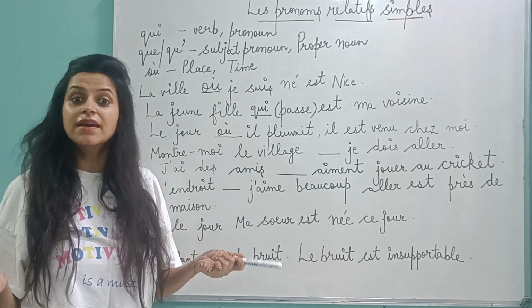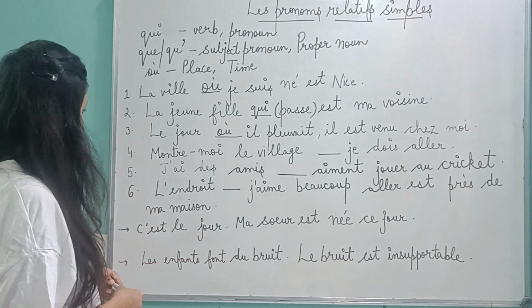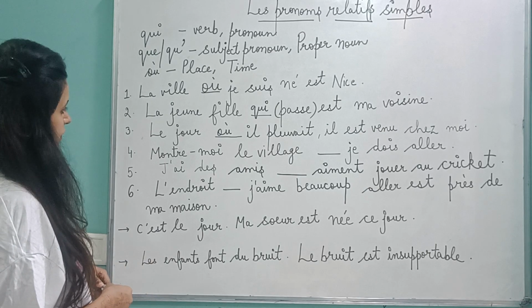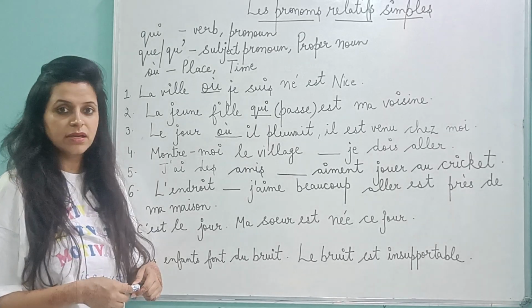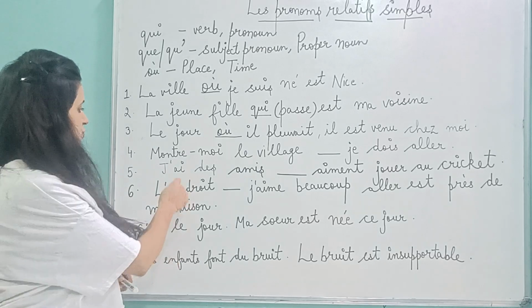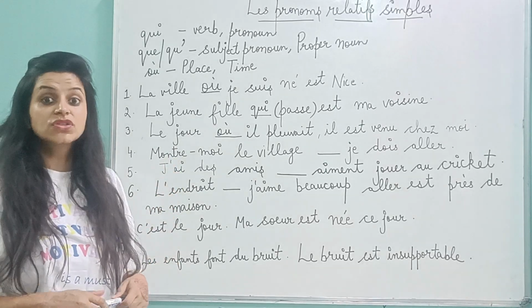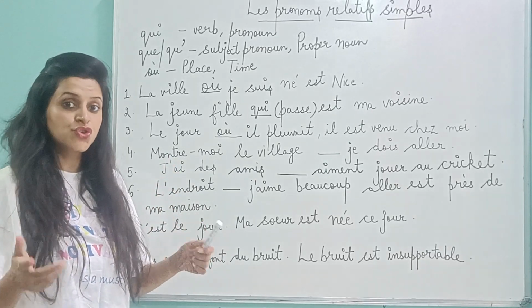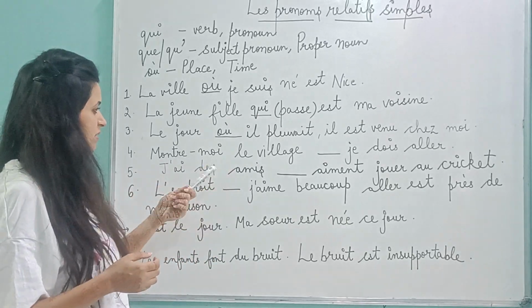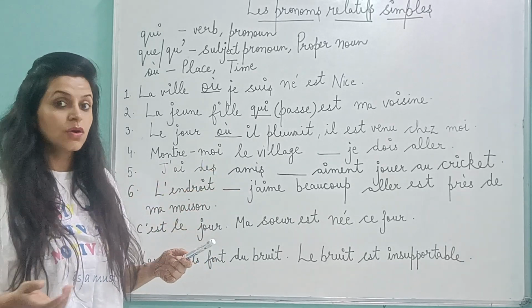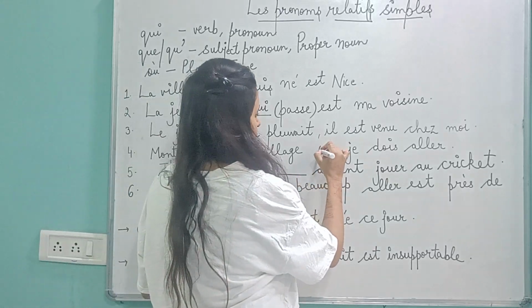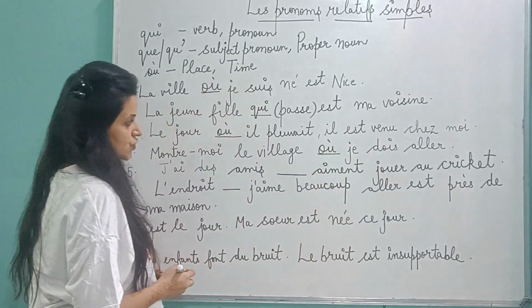He came at my place. Next part, montre-moi le village, dash je dois aller. We're talking about what here? Montre, c'est quel verbe? Montrer. Montrer, to show. Montre-moi le village, show me the village, dash je dois aller, where I must go. We are talking about the village.